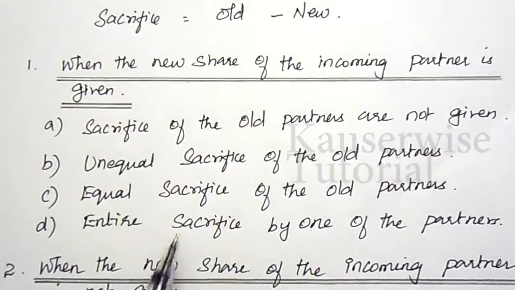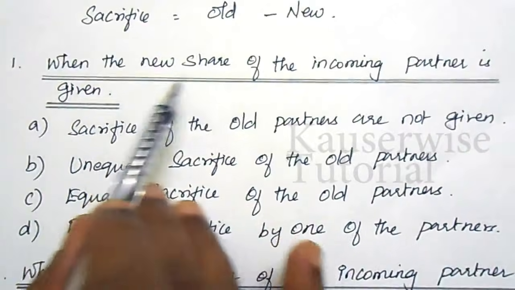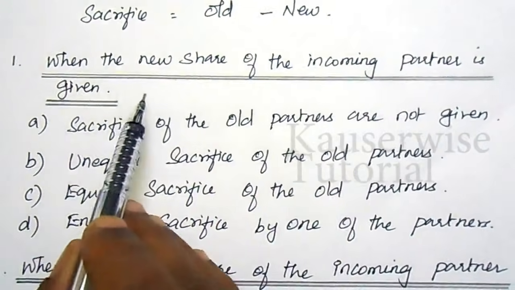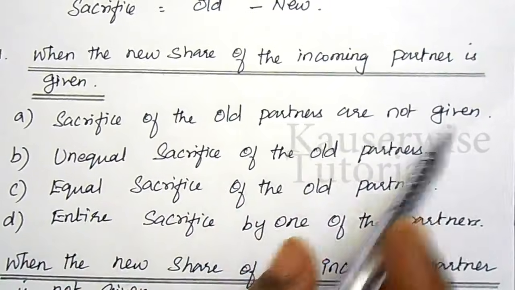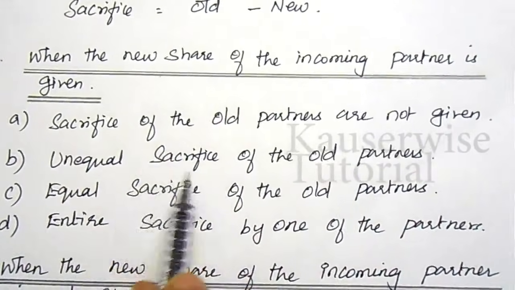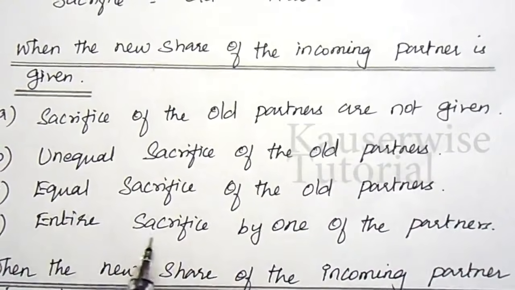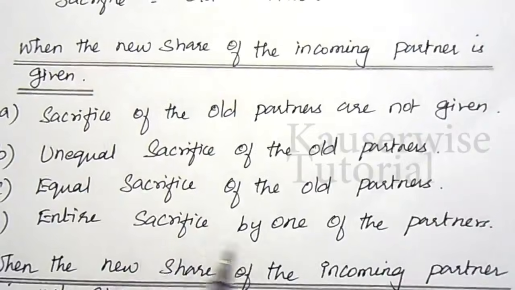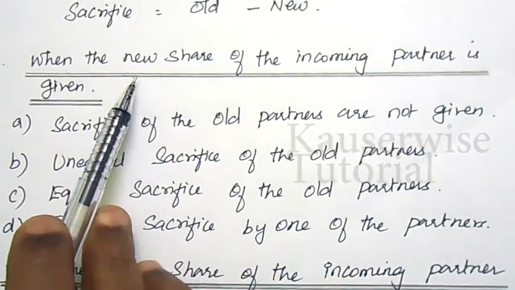So far we have seen 4 scenarios which come under the first case. That is, when the new share of the incoming partner is given in the problem, but the sacrifice of old partners is not given, and the sacrifice of old partners is unequal, and the sacrifice of old partners is equal, and the entire share is sacrificed by one partner. So these are the 4 cases which come under the first scenario.